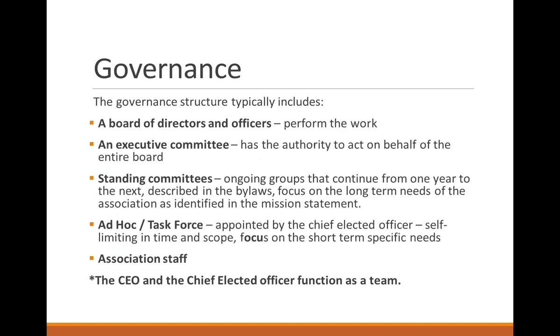in the mission statement. The next group you may see in a governance structure would be an ad hoc or task force. They're appointed by the chief elective officer, and they're really self-limiting in time and scope. They focus definitely on short-term specific needs, and that should definitely be clearly identified when an ad hoc or a task force group is set up. The other thing you might see that isn't listed here is a special interest group, and you can look up more details on what special interest groups are. And then of course there's the association staff.